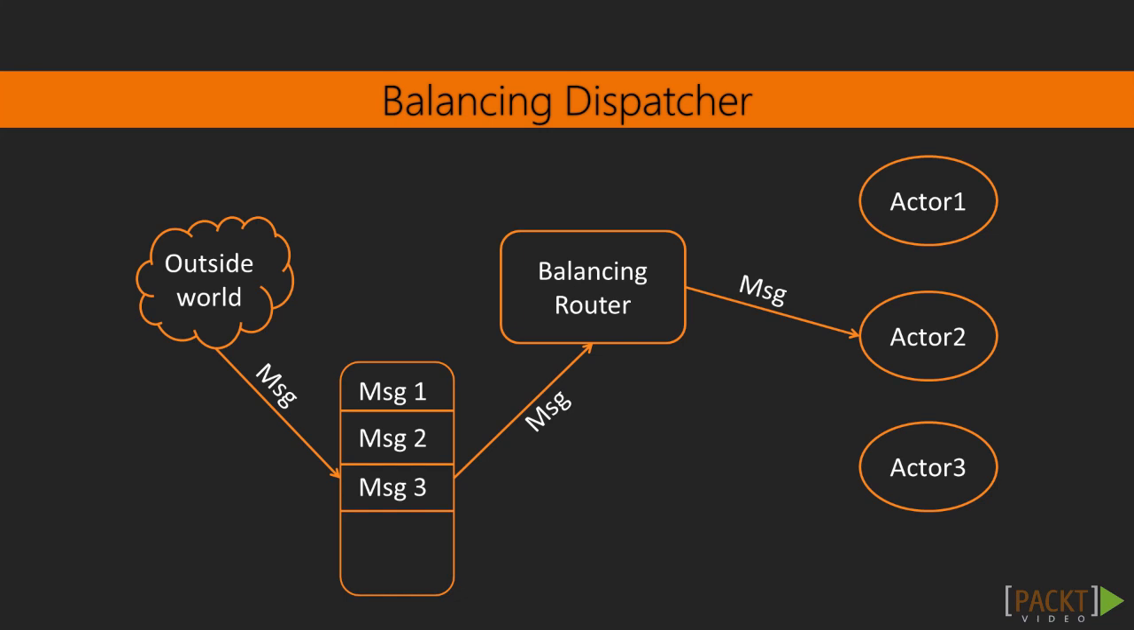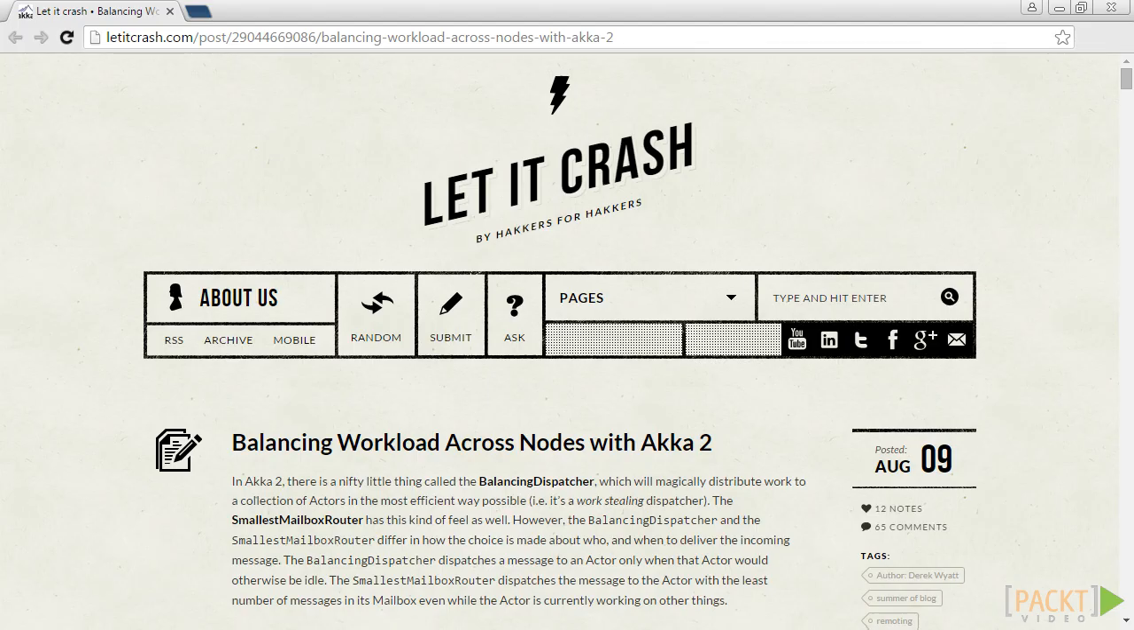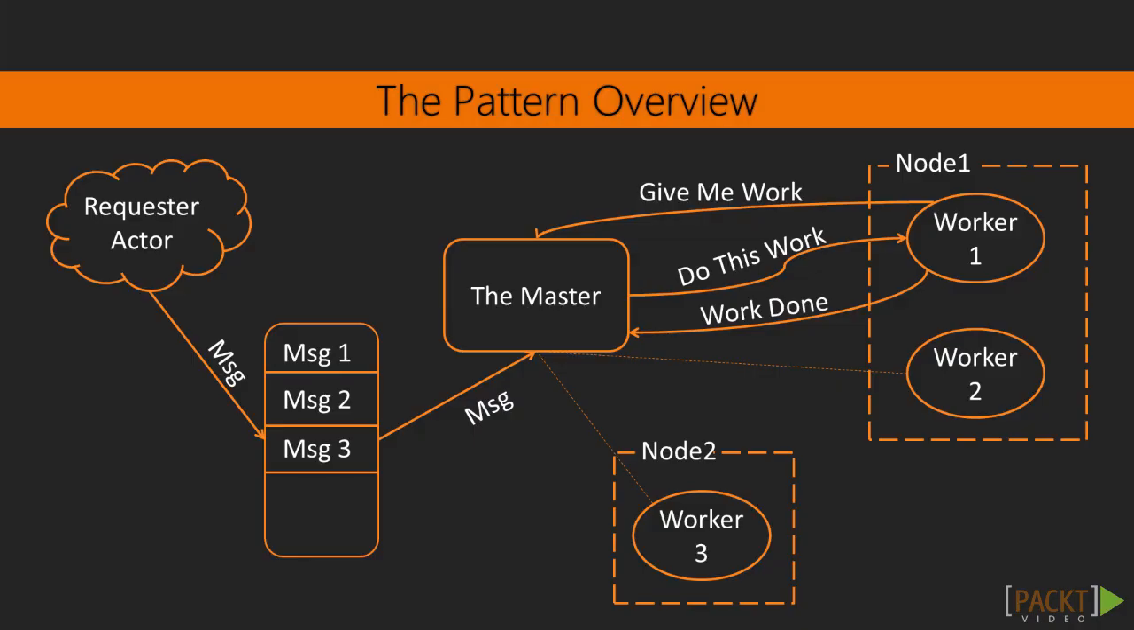If we want to distribute work over remote actors, we can't use a balancing dispatcher because every actor on each node has a different mailbox. So, if you want to balance work with remote actors, you should use the work pulling pattern, which was first described by Derek Wyatt. Let's take a quick overview before checking the implementation.